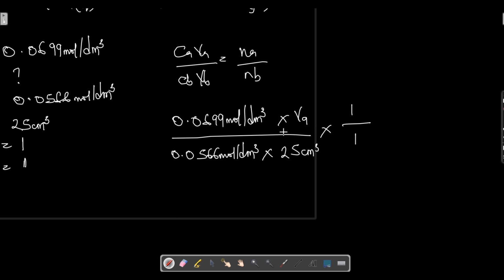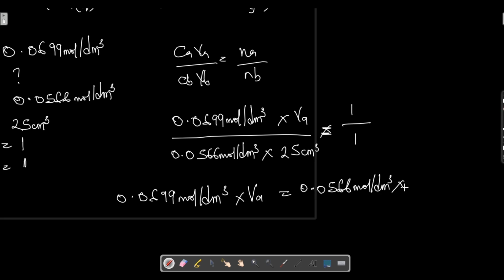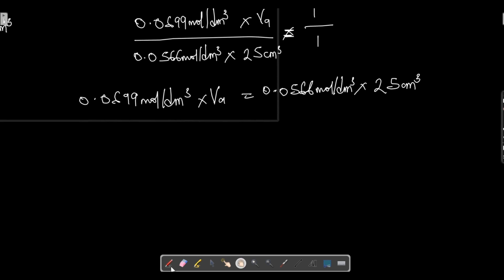So we cross multiply now. Equal to 1 over 1. When we cross multiply, we have 0.0699 mole per dm cube times Va times 1 gives you the same thing. Then also 0.0566 mole per dm cube times 25 cm cube times 1. All right, we'll make Va the subject of the formula by dividing both sides by the coefficient of Va, which is 0.0699 mole per dm cube.